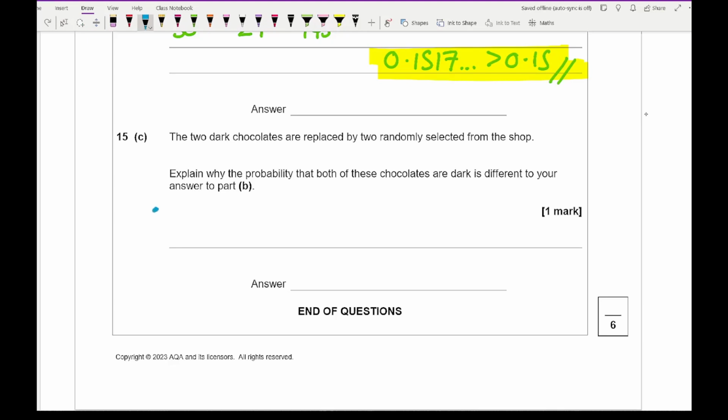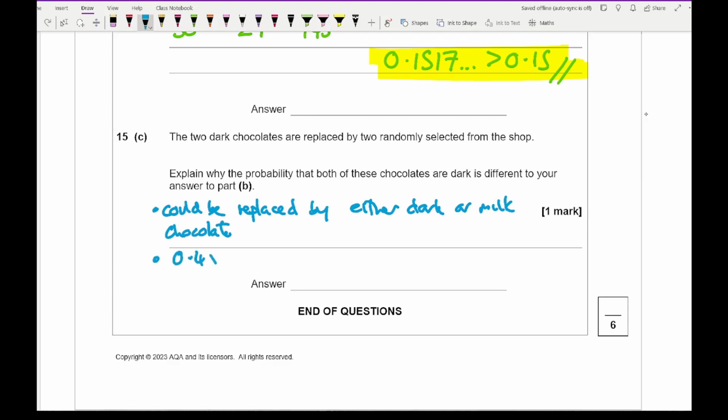You could say that the chocolates could be replaced by either dark or milk chocolate. And you could also say that the probability of selecting 2 dark chocolates is going to be 0.4 times 0.4, which is 0.16, which is different to the answer in B. So something along those lines would be fine. You don't need to give both those statements, just one would suffice.